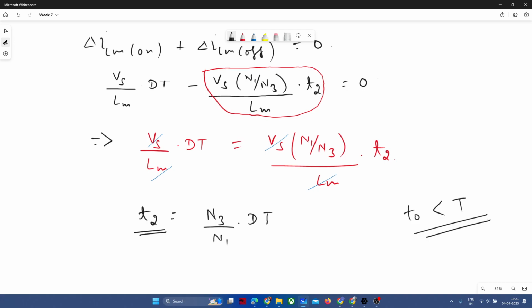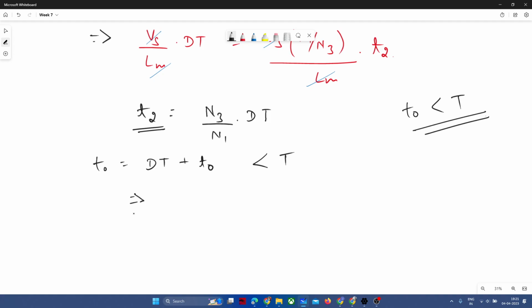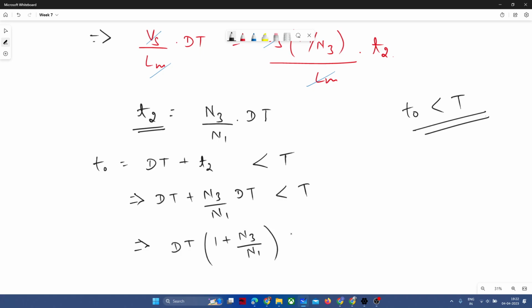Okay, so T2 we derived that it is equal to N3 by N1 into dt. And T naught was dt plus T2. And this we are trying to keep less than T. We can further simplify it: dt plus N3 by N1 into dt should be less than T. Here T2 will be there, thanks for pointing it out. So we can take dt as a common factor, 1 plus N3 by N1, less than T, and T will be cancelled.